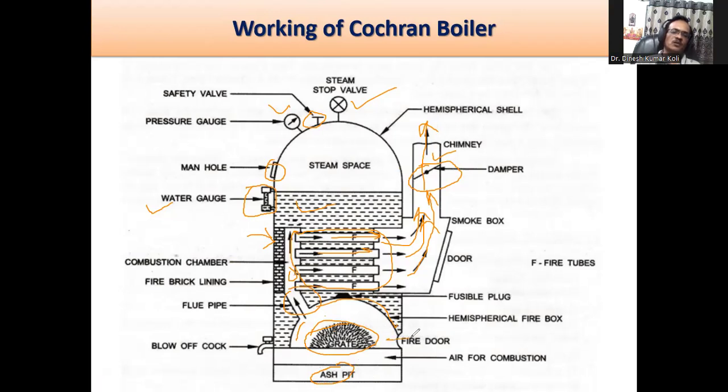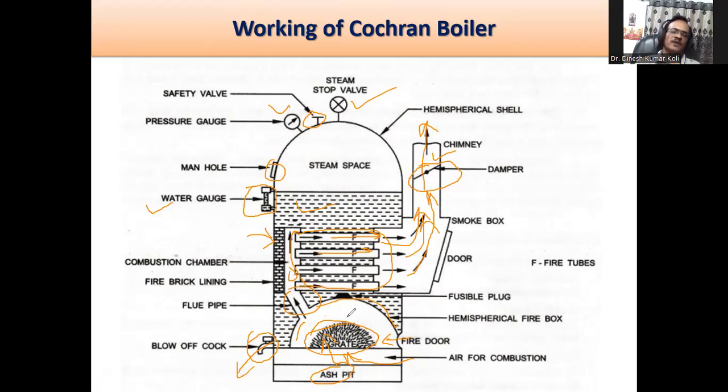This is the fire door where we supply the fuel for combustion, and air for combustion enters from this area. The air moves upward, taking part in the combustion. On this side, you can see the blow off cock. When water is stored in this boiler, the sediments of the water are deposited here. These can be removed from the boiler with the help of this blow off cock.